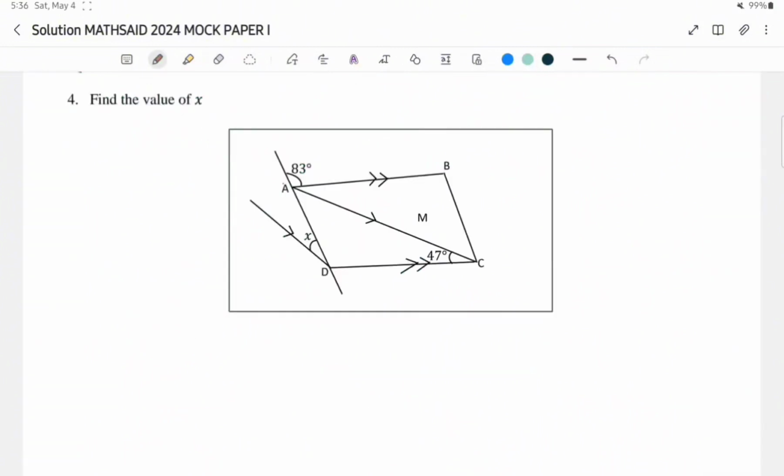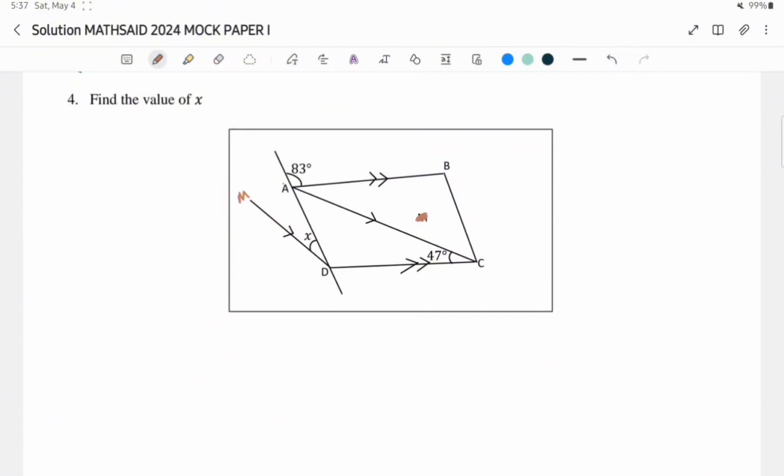We are required to find the value of x in this diagram. Well, we can say that we have parallel lines. AB is parallel to DC, and at the same time, MD, the M written here is actually supposed to be A. AD is also parallel to AC. So we have the two common angles that are usually formed when we have a transversal and two or more parallel lines: alternate angles and corresponding angles.